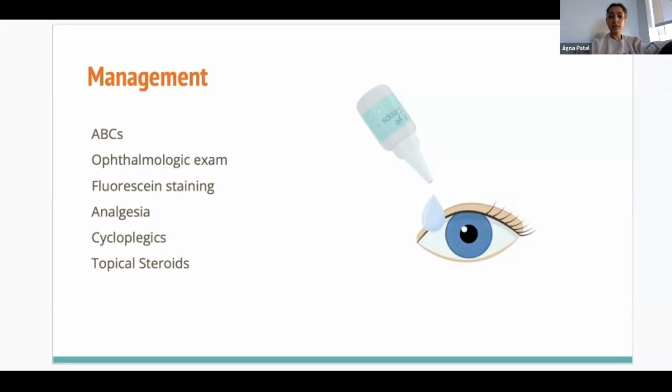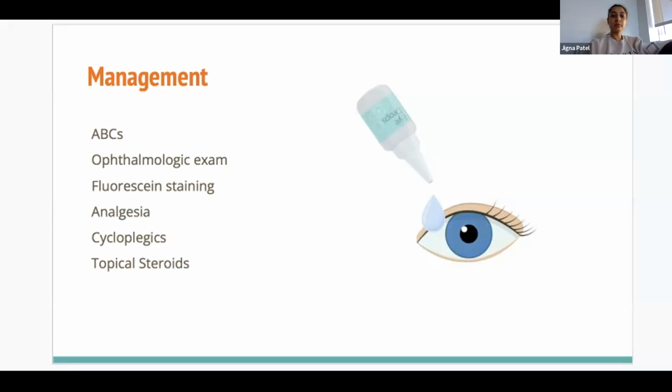And then they should be given analgesia for their eye because it can be quite painful. It'll also be really difficult to examine their eye. So it's really important that you provide analgesia to the eye before you closely examine it.